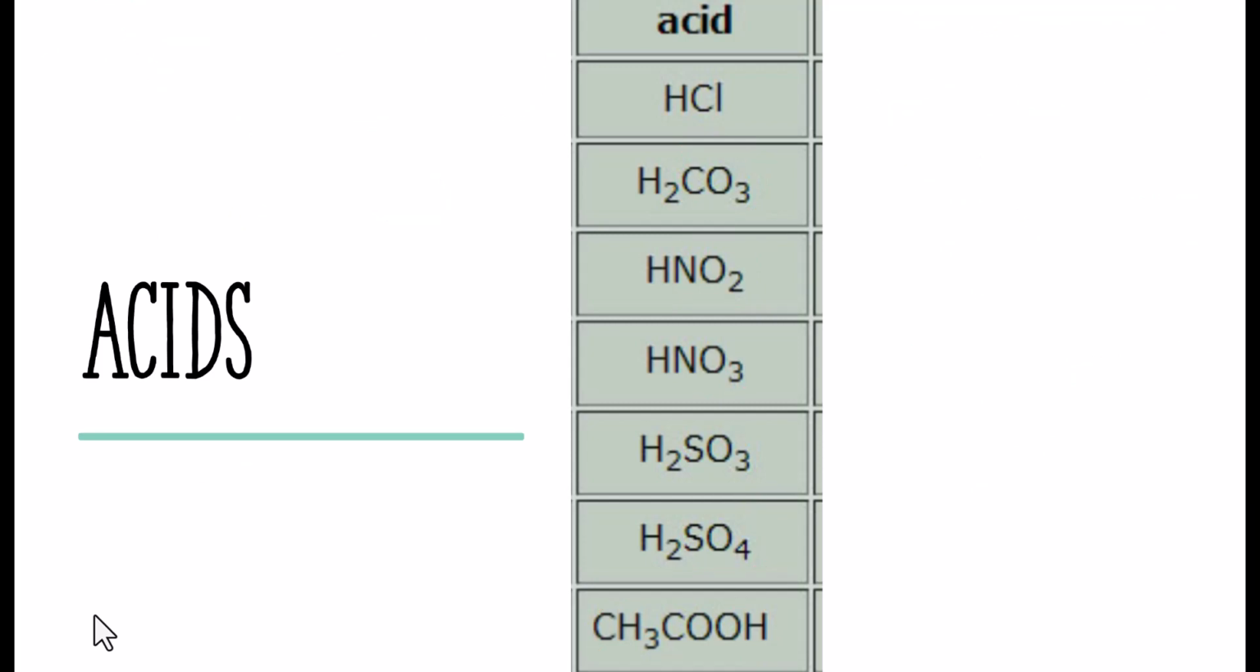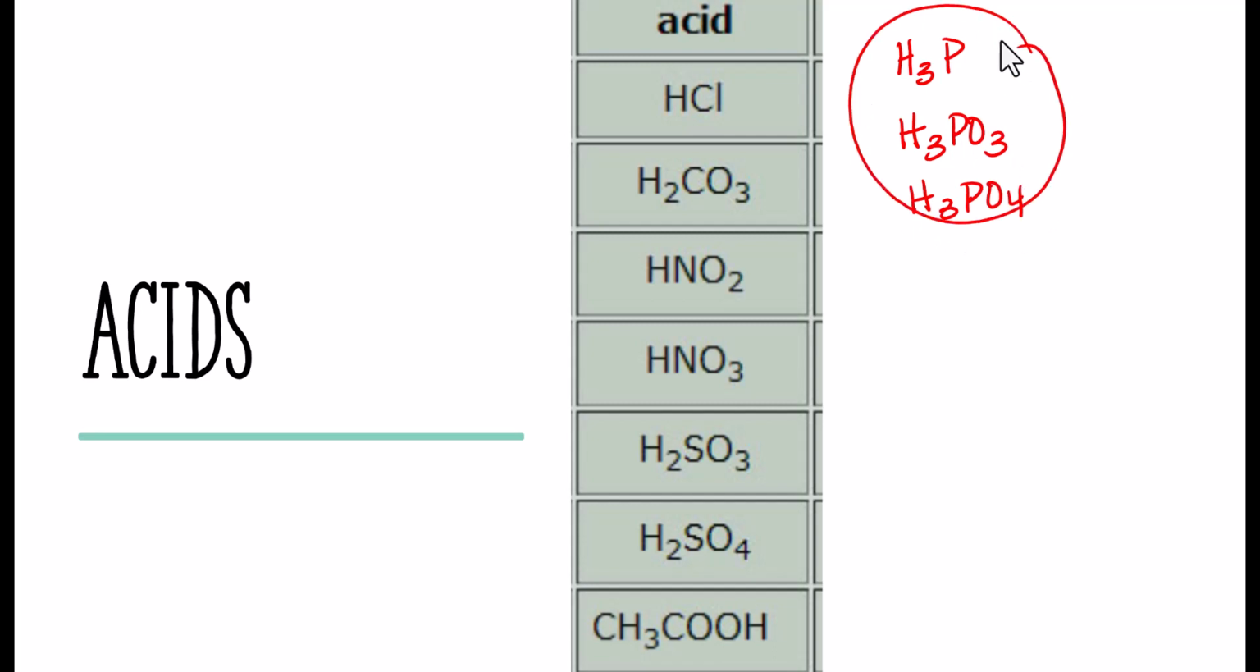So we have H3P, we have H3PO3, and we have H3PO4. How are these different? So we have H3P, no oxygen present. This is off the periodic table. So the general format is hydro plus root plus -ic acid. So this one becomes hydro. My root is phosphor. And then -ic acid.